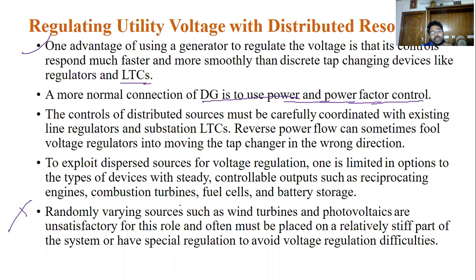Randomly variable sources such as wind turbines and photovoltaics are unsatisfactory for the role of distributed generators because of voltage regulation difficulties. We already discussed that. What is the reason behind it? Why are wind turbines and photovoltaics, the solar energy systems, not used for voltage regulation?